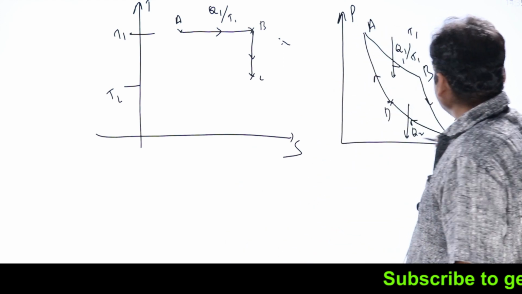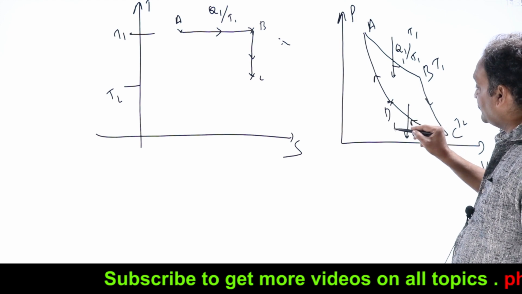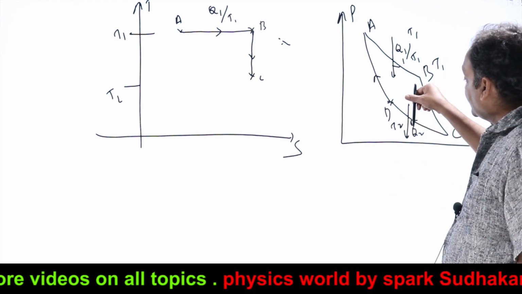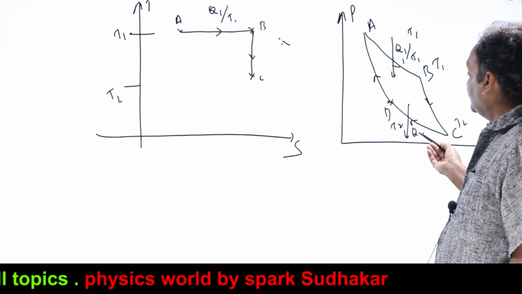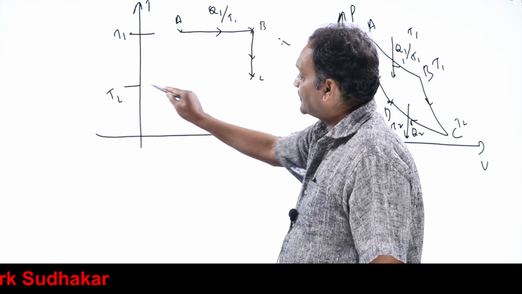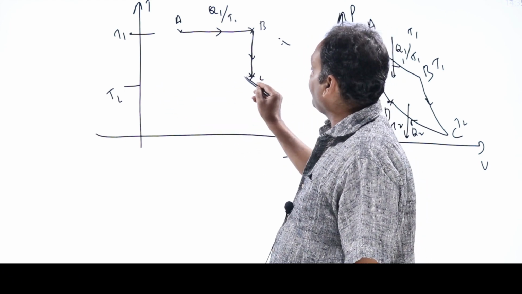Now the third step is reversible isothermal compression, where at a constant temperature T2, the system loses energy into the sink. So entropy of the system keeps on decreasing by Q2 by T2. Temperature remains constant, so we'll get a horizontal line. Entropy is decreasing, so I have to go to the left like this.